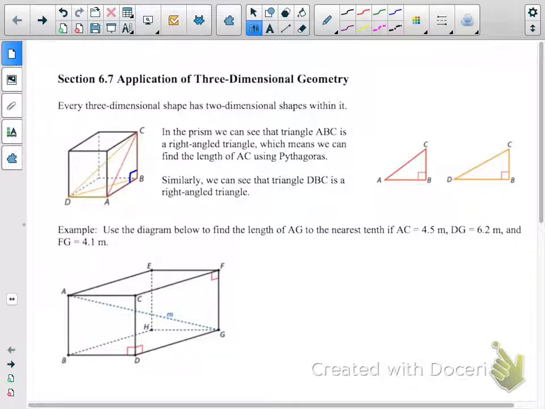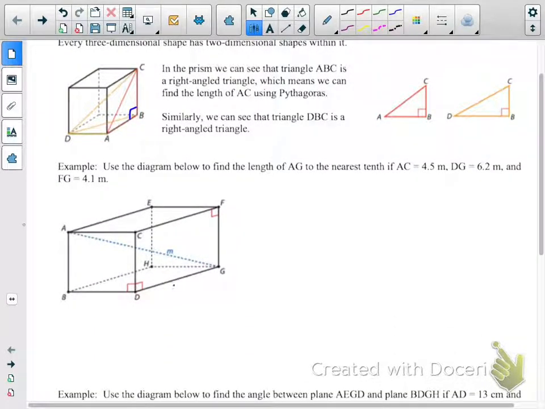Okay, let's start putting some of this stuff in here. DG is 6.2, FG is 4.1, and AC is 4.5. Now this is a cuboid, so we can transfer numbers over however they're going to be more helpful to us. This is also 4.5, this is also 4.1, and I can do lots more, but that's all we need to worry about for right now. I want to find the length of AG. Well, that's in my picture for me.